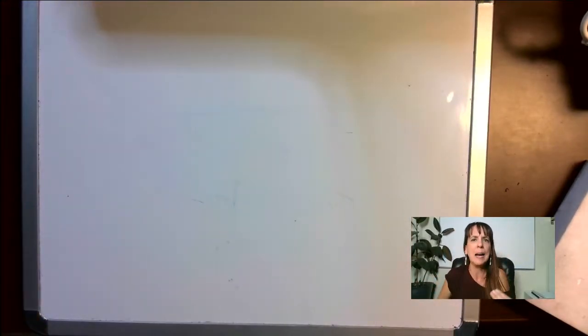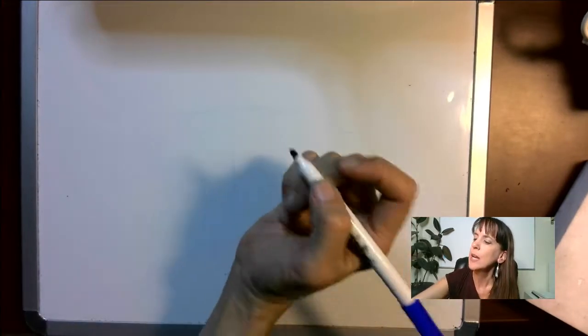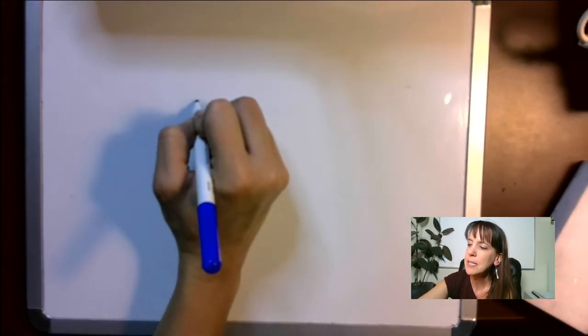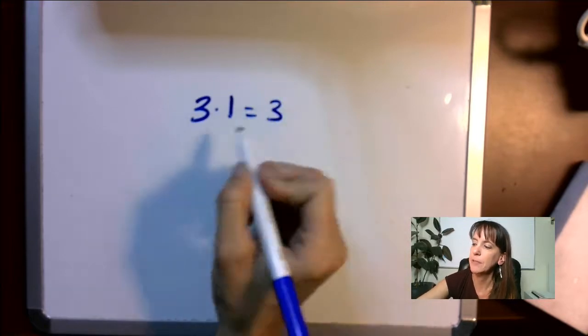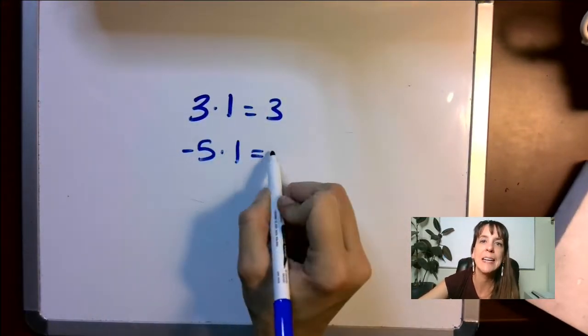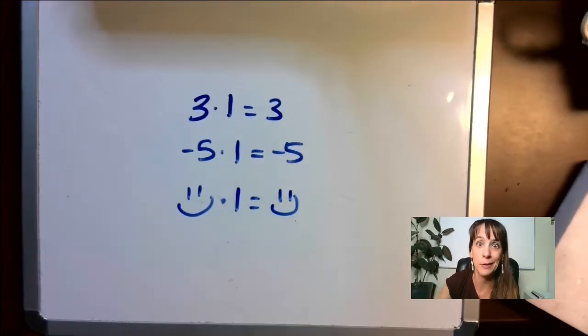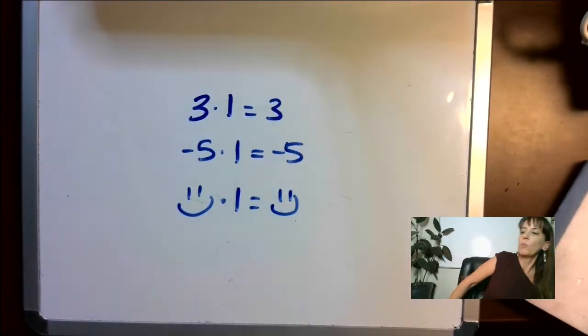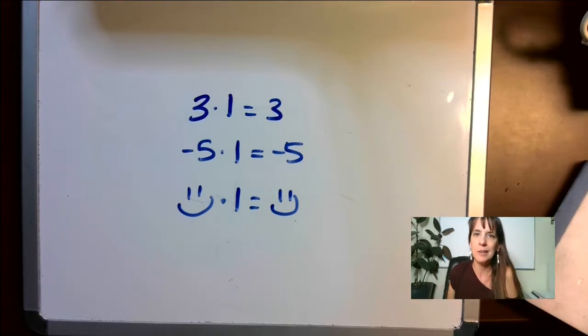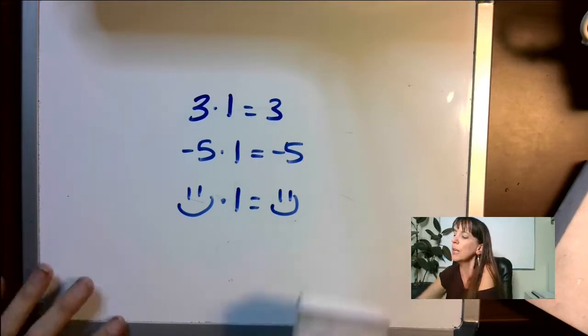All right, let me back up and talk about this. You don't have to write this part down. I am allowed, if I take 3 and I multiply it by 1, I get 3. If I take -5 and I multiply it by 1, I get -5, right? Smiley face times 1, I get a smiley face, okay? This is also called an identity property, but you don't need to remember that part. What you do need to remember is that we can multiply anything by 1. Anything by 1, okay? So we're allowed to do that.